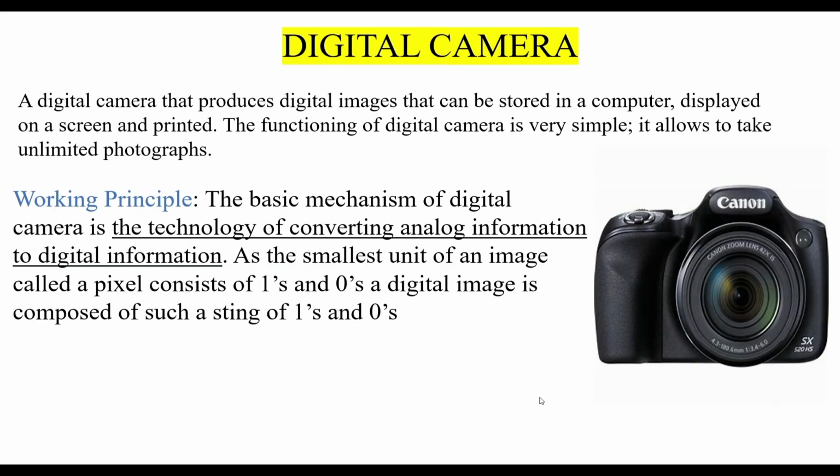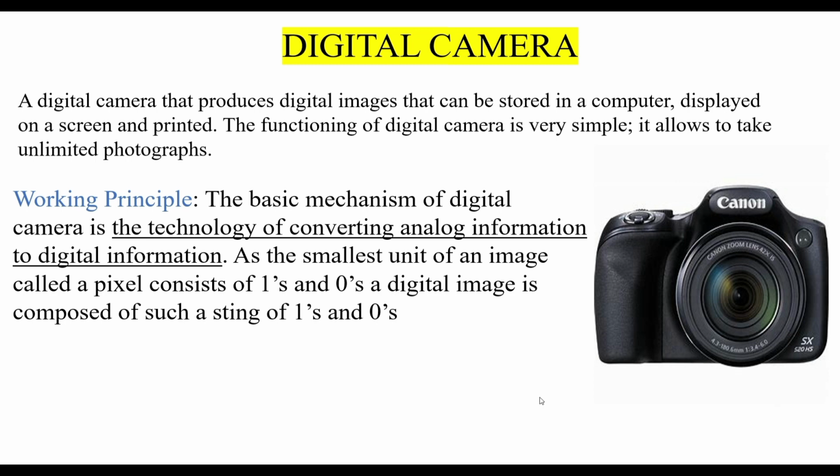A digital camera produces digital images that can be stored in a computer, displayed on a screen and printed. Nowadays, everyone knows about a digital camera. We can store our images or videos, whatever we have taken, in a computer, display them on a screen and also print them. The functioning of a digital camera is very simple. It allows you to take unlimited photographs.